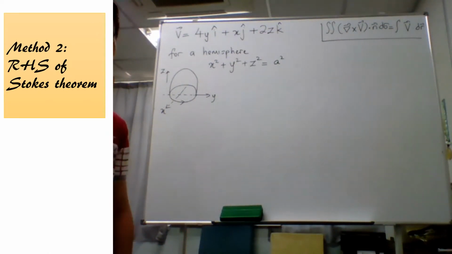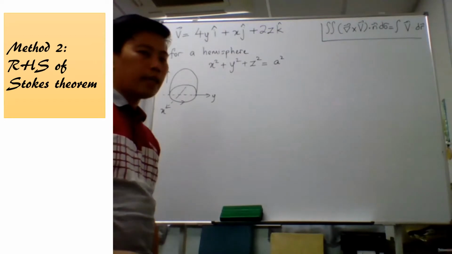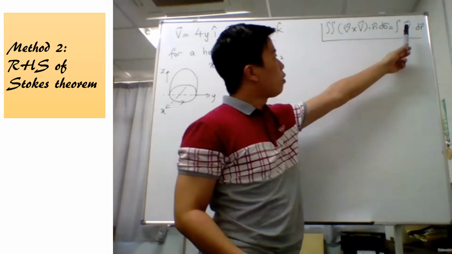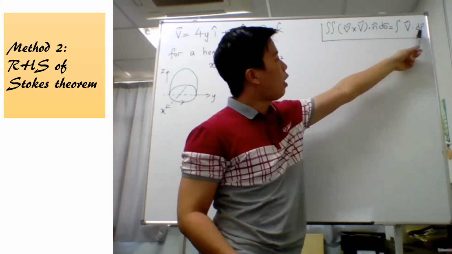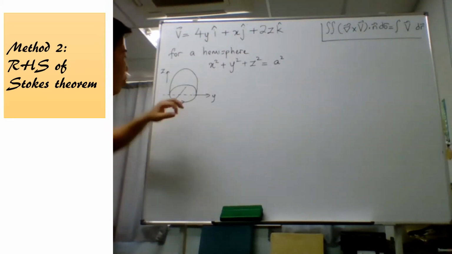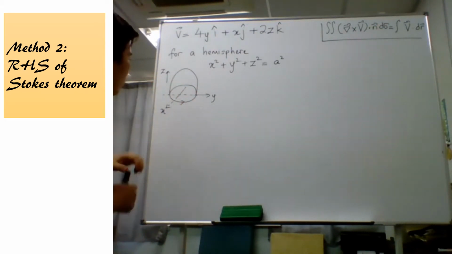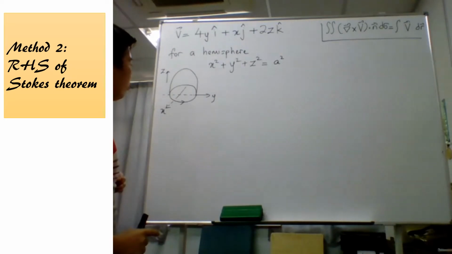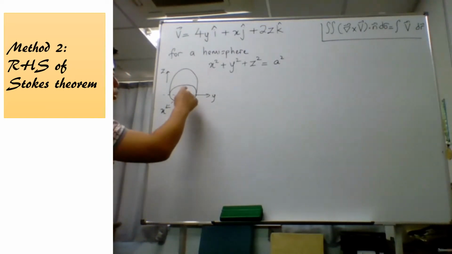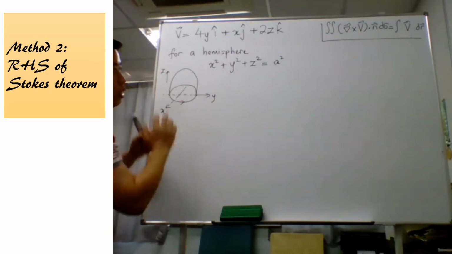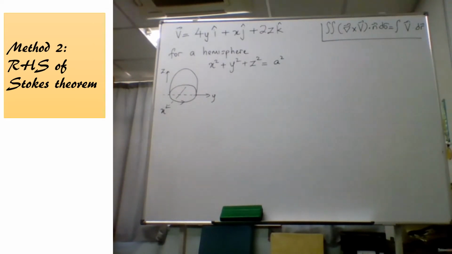So now let's go to the second method to solve this problem, that is looking at the right hand side of the Stokes theorem. On the right hand side of the Stokes theorem, remember we are talking about evaluating the integral of the vector field dot dr, and dr represents here the line of the boundary of the surface. So basically you're not going to worry about this, you're just going to look at the line that connects this surface, and in this case it is going to be this circle over here. So this is my surface and this is the circle that I'm interested in if I look at the right hand side of the Stokes theorem.